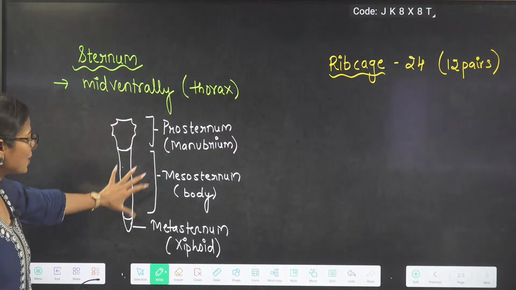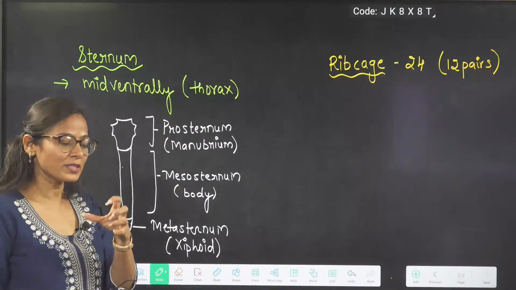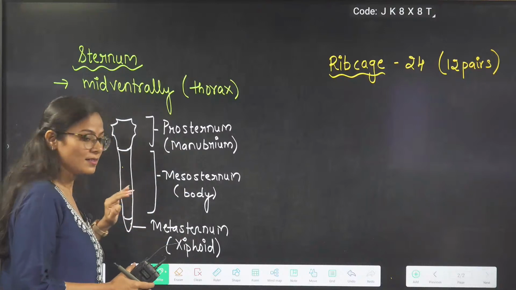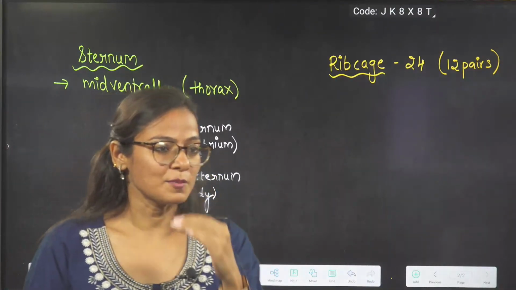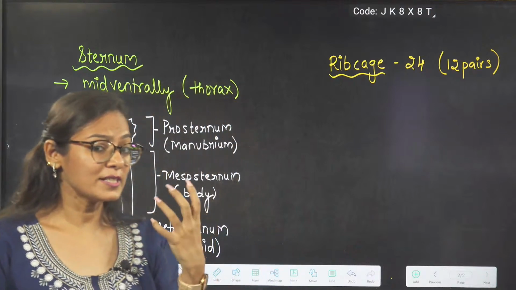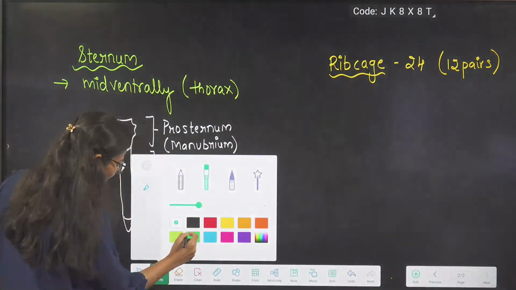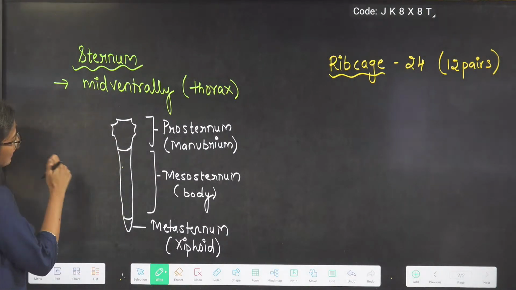So what are the three parts? Pro, meso, meta, sternum. In other words, what are they known as? Manubrium, body of sternum, and then the xiphoid, right? So that's how you can divide the full sternum into three parts, right? Now let's see how ribs are attached to it. So ribs, I'm going to make that in yellow. Okay, so how are ribs attached to it?